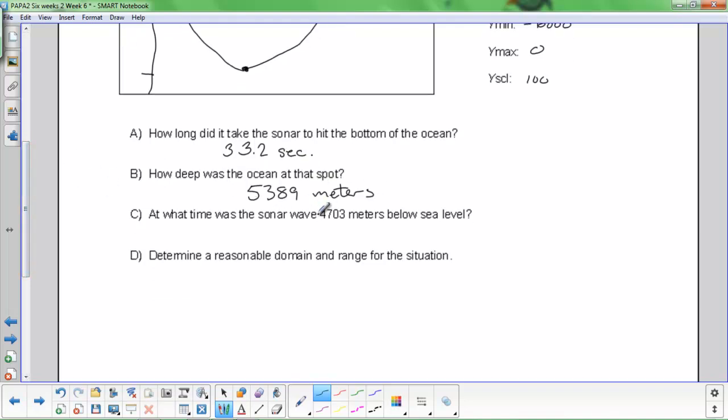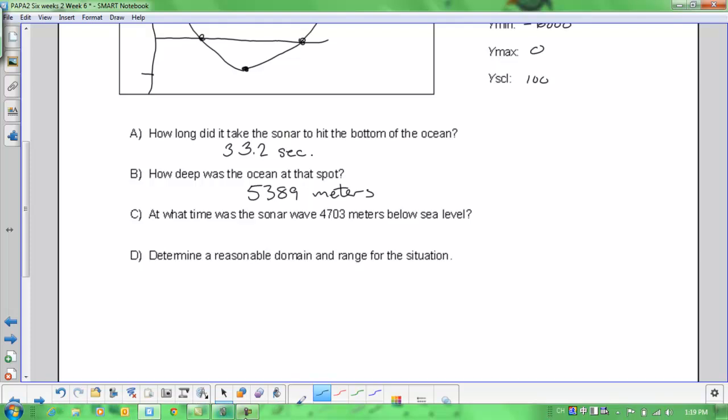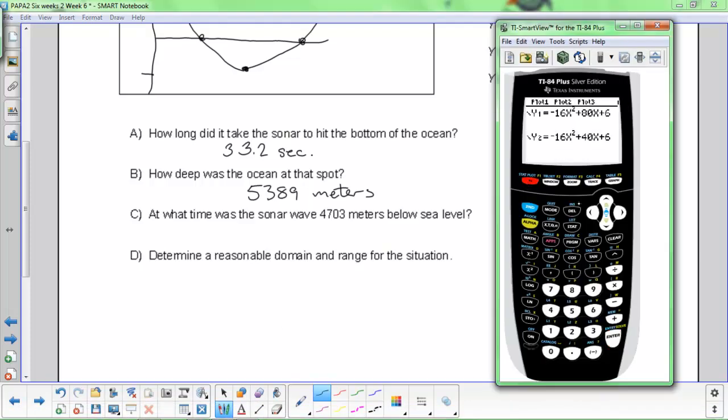At what time was the sonar wave 4,703 meters below sea level? Again, we're looking at that horizontal line here and here. So what we will do at this point, much like we did in the prior example, is we'll change that 80 to negative 4,703. And we will graph it. Those two places are the places where it does satisfy the situation. So we're going to intersect, enter, enter, and our first guess will be the nearest one here.